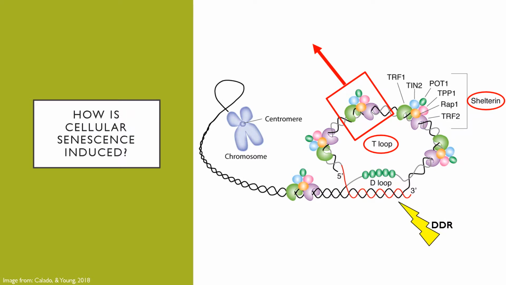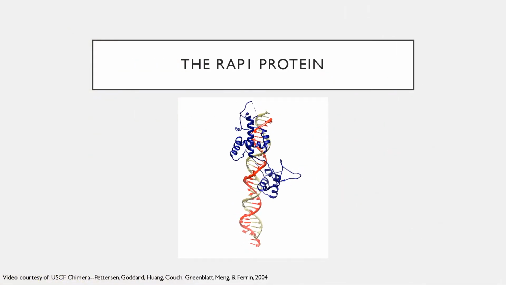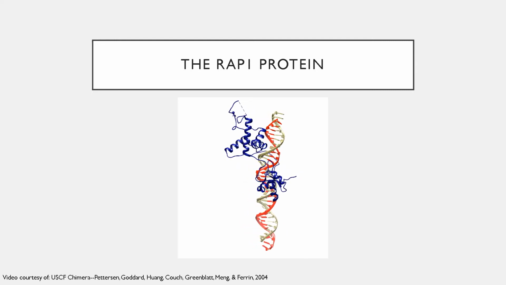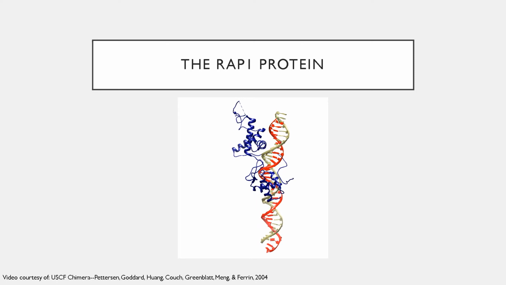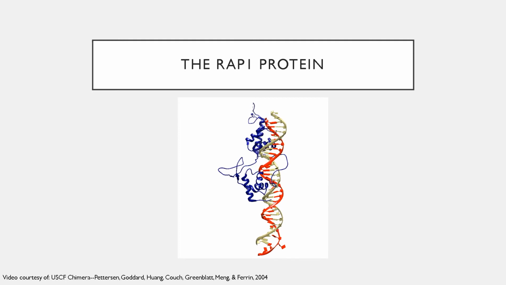A specific protein involved in the sheltering complex, the repressor activator protein 1, or Rap1, plays an interesting role in what happens after DNA damage responses are induced. Rap1 has been shown in Saccharomyces cerevisiae to help regulate telomere length and transcriptional activation of mRNA encoding genes and telomere proximal genes. It has also been shown that Rap1 relocalizes to new sites on the chromosome at senescence.